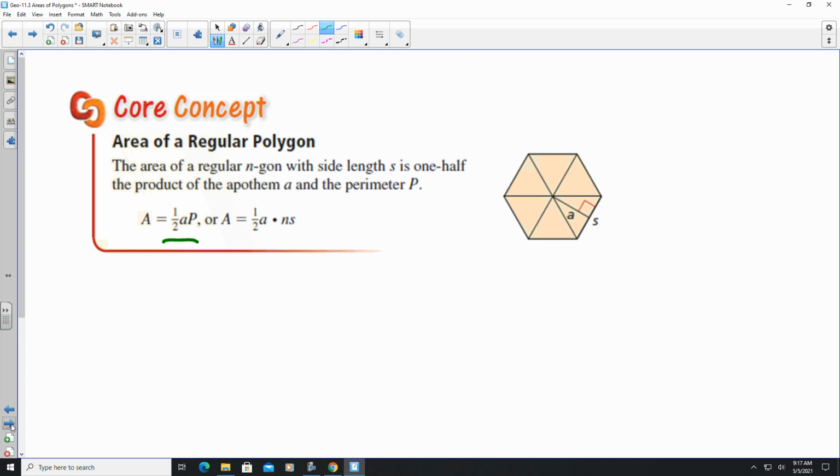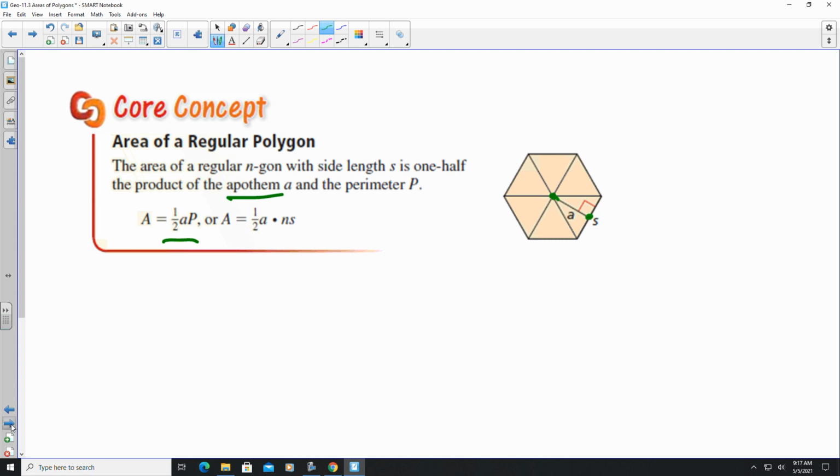It's going to be 1/2 times A. A is called the apothem. The apothem is the distance from the center of our regular polygon, essentially an altitude from the center to a midpoint on a side, which then makes it a 90-degree angle, and then it's going to be times capital P.